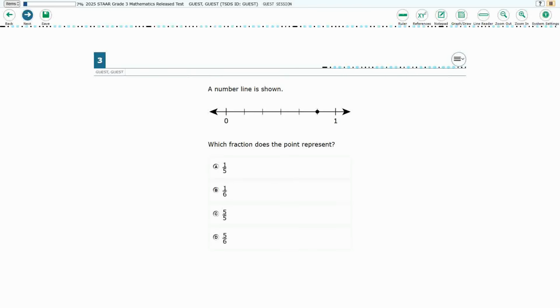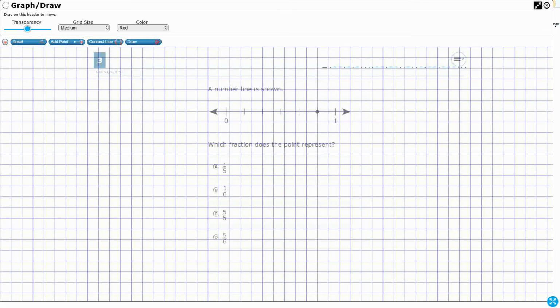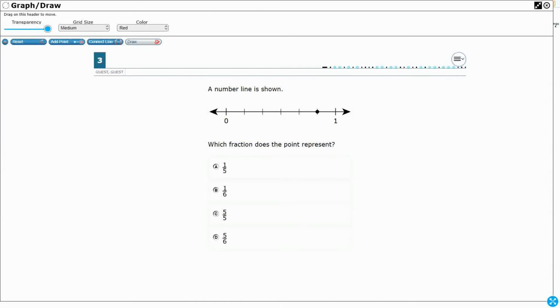For number 3, we are looking at 3.3b. 3.3b is dealing with proper fractions on a number line.